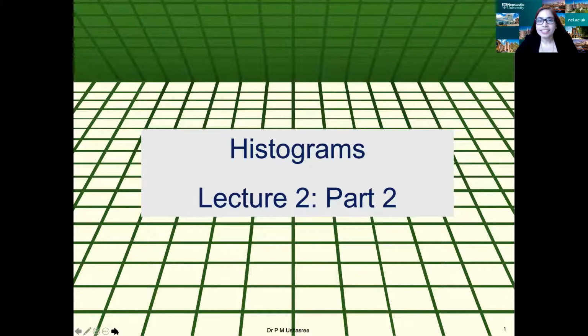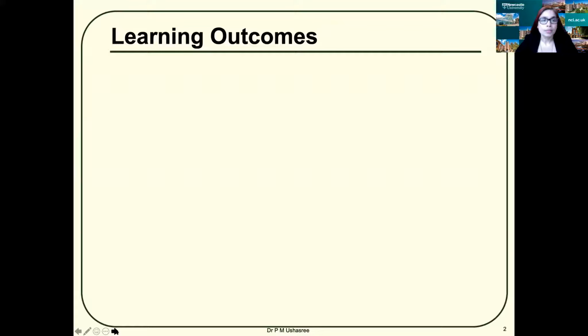Hi everybody, this is part 2 of lecture 2 and we are going to see histograms in this part. So what is the learning outcome? By the end of this lesson, you should be able to read, draw and interpret a histogram.